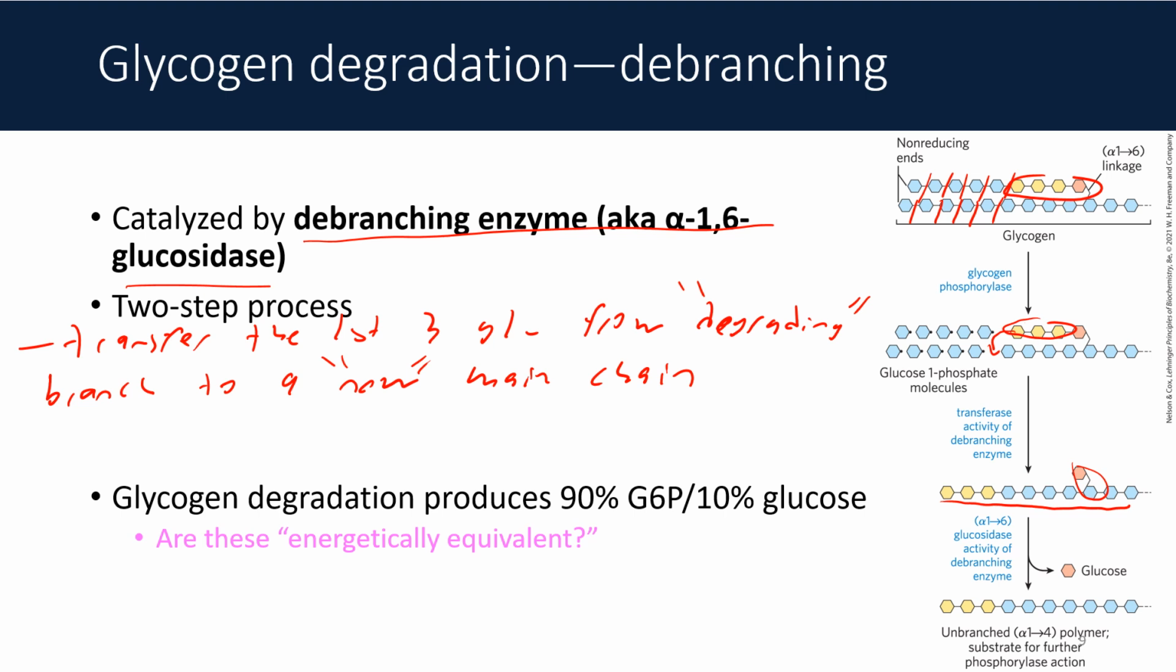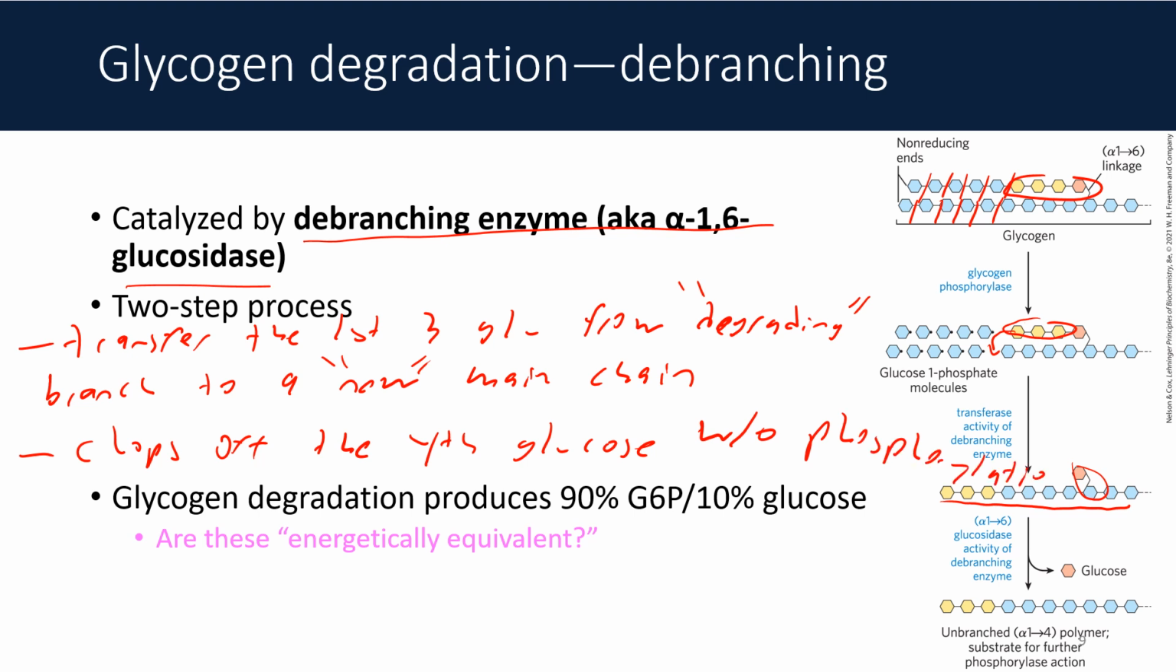The second thing debranching enzyme does, stops off the 4th glucose without phosphorylating it. Now, if you remember, we get about 1 branch every 10 glucose units in glycogen. That means when we fully break apart glycogen, we recoup 90% G6P activated glucose molecules, and 10% is going to be quote unquote regular unphosphorylated glucose. We get the 90% from glycogen phosphorylase and this 10% from debranching enzyme.